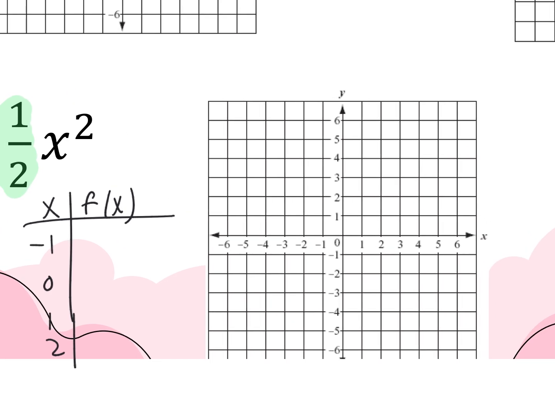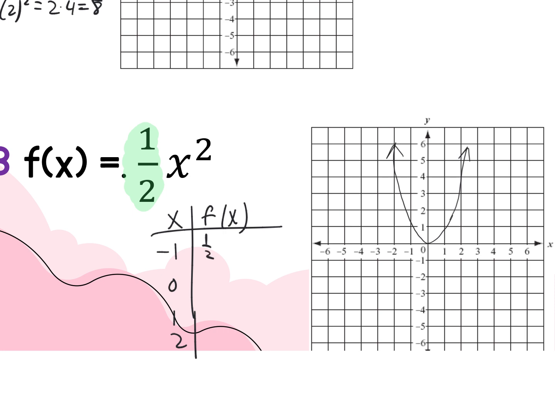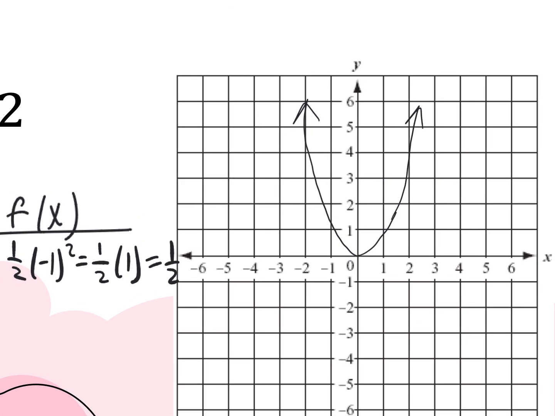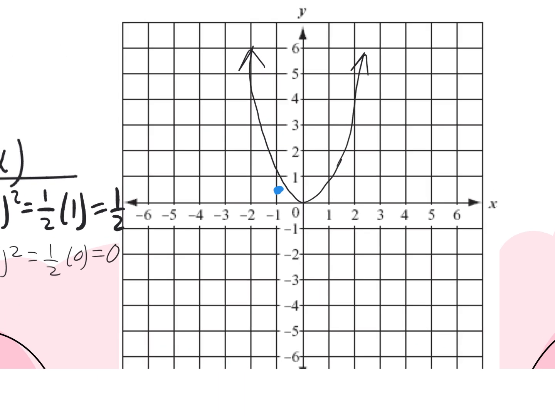Actually, let me draw the parent function. All right, it's going to look something like that. There's our parent, rough sketch. And now for -1, we get 1/2 times -1 squared, which is going to be 1/2 times 1, which is just a half. We can plot that point. So at -1, we have a half, and that's going to be right there. Same thing with the next one. For 0, we get 1/2 times 0 squared. It's 1/2 times 0, which is 0. So we're still at 0, 0.